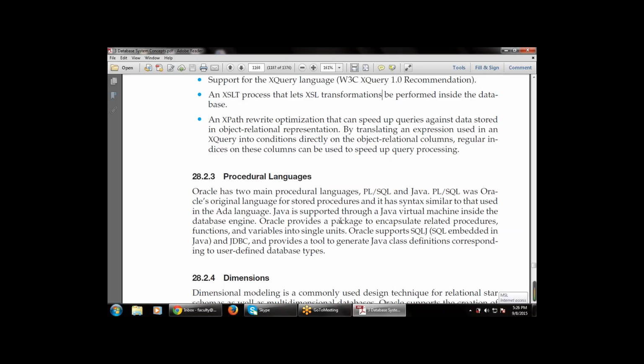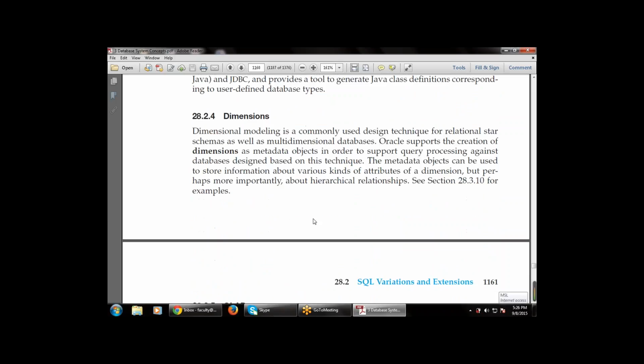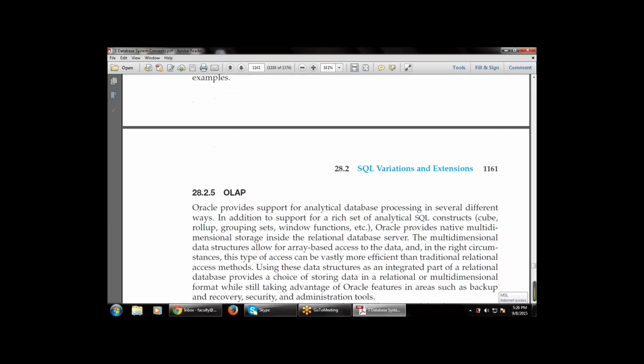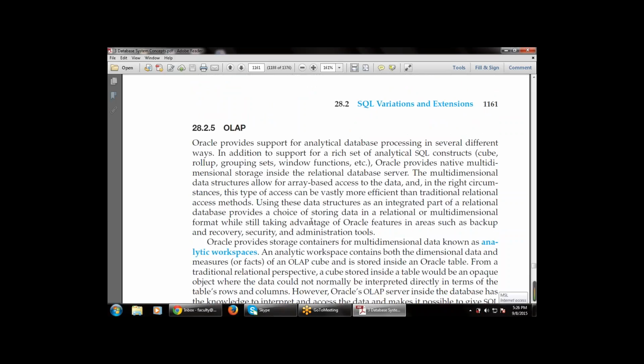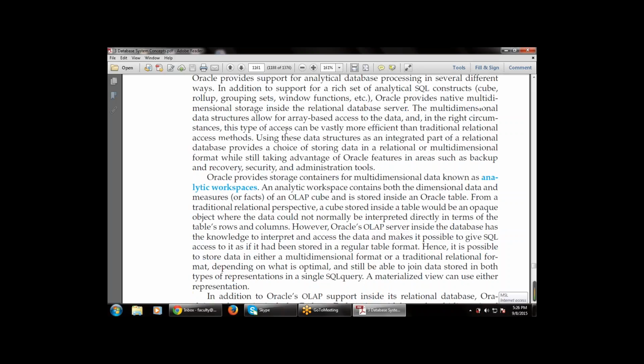Then there is the dimension, that is dimensional modeling, which is a commonly used design structure for the relational star schema as well as the multidimensional schema. Then OLAP, which we have already discussed, also provides a tool for analytical database processing, that is Online Analytical Processing.